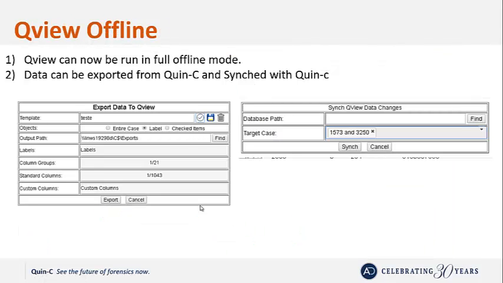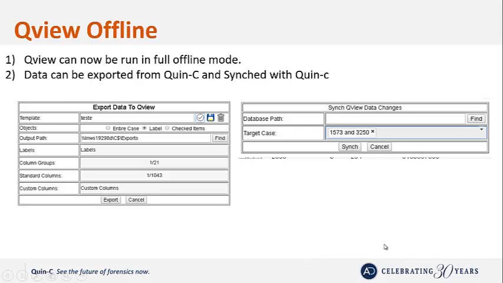Finally, we have the ability to take QView offline, and by that I mean completely disconnect it from the Quincy architecture. So you could bring it into court, you could bring it on a plane, you could do all this kind of stuff to continue your investigation without having to be connected to the Quincy server. Ultimately, when you're done with the offline investigation, you can resync the changes you made to the database with the Quincy server, and then you're back in line.